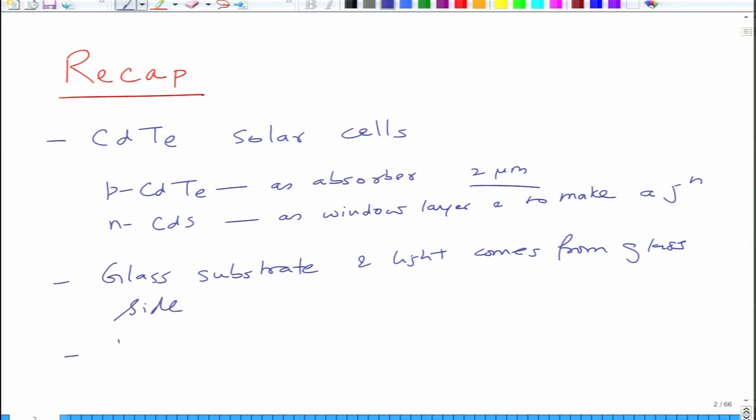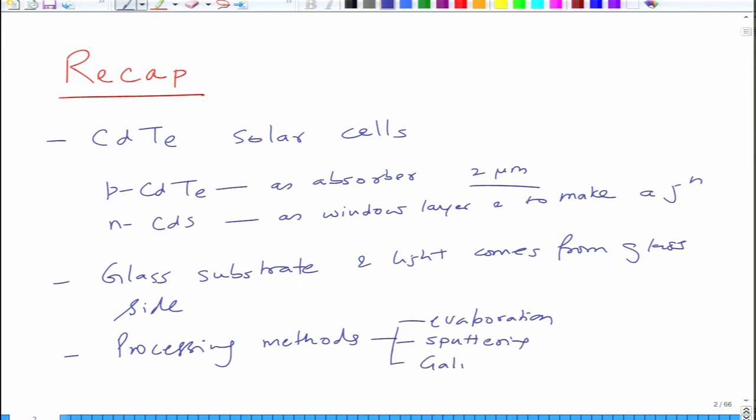We also looked at a few processing methods. We looked at evaporation, sputtering, and galvanic reaction. It is a very good material from the perspective of properties. It has an almost ideal band gap. The efficiency of the devices is very good, about 21% or so at laboratory scale, and it is a very promising technology for the future, potentially the one to replace silicon eventually.